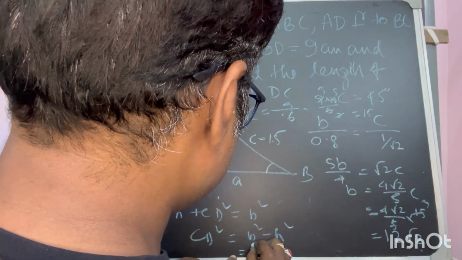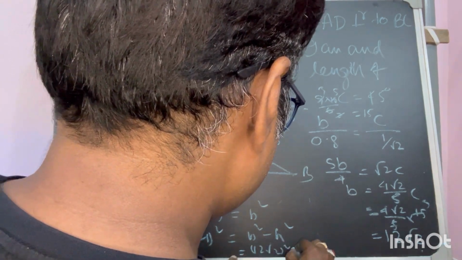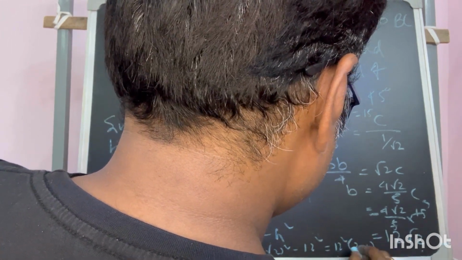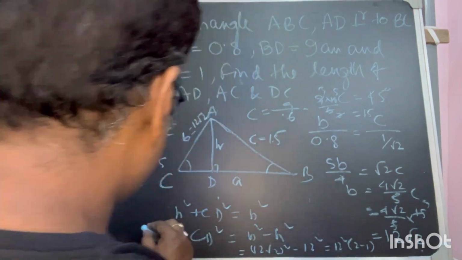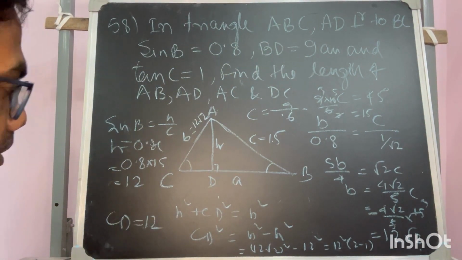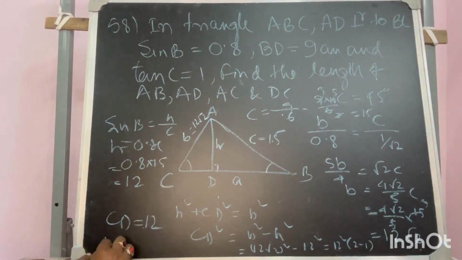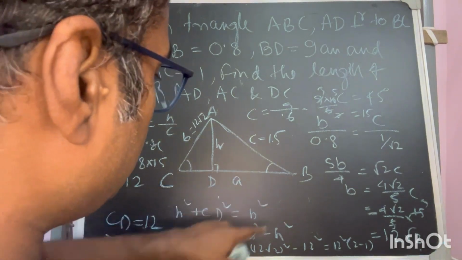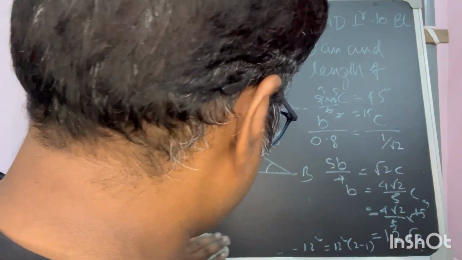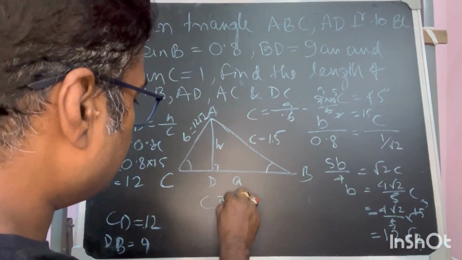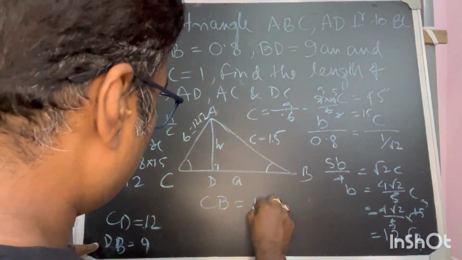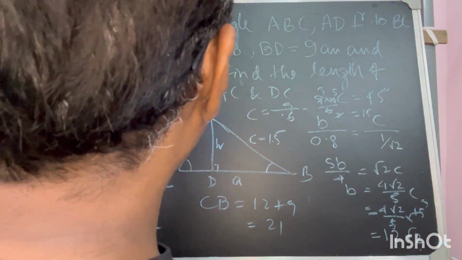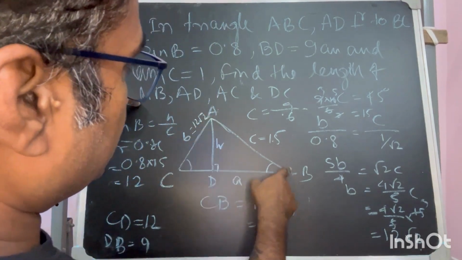So CD square is 12 root 2 whole square minus 12 square. If I take 12 square common, this will be 2 minus 1, so that is equal to 12 square. So CD is equal to 12, and this part DB we know is equal to 9. So this total CB is this and this, 12 plus 9, that is equal to 21. And AB is equal to 15.